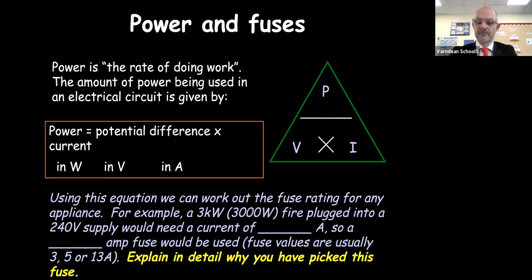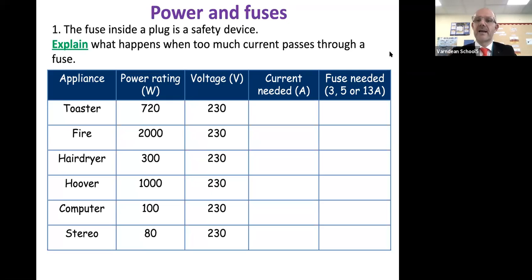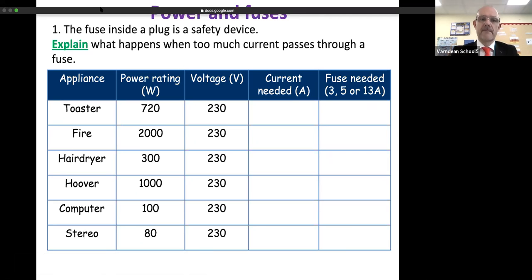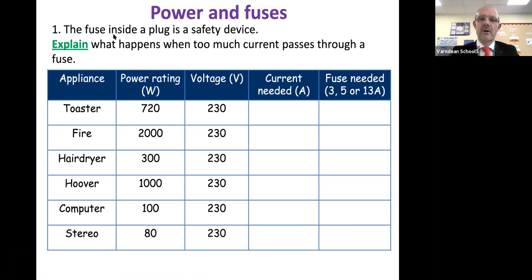Fuses in this country tend to come in three types: 3 amp, 5 amp, or 13 amp fuse. And you put the fuse that is above the amount of current that is needed. And if it gets to that, that wouldn't work. So let's just have a quick look at an example of what that would look like. Okay, and then I'm going to get you to work out a couple yourselves.